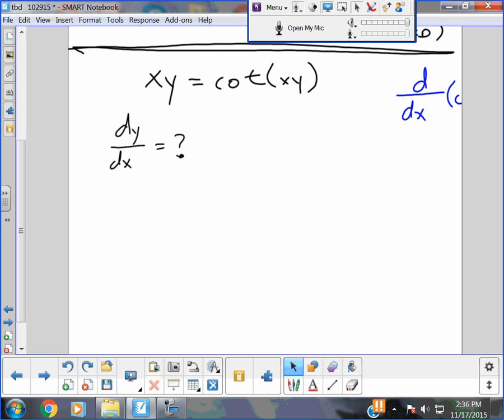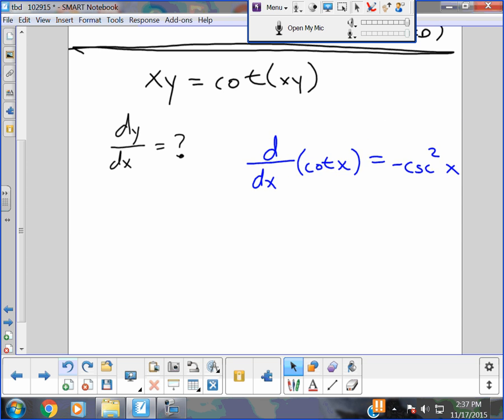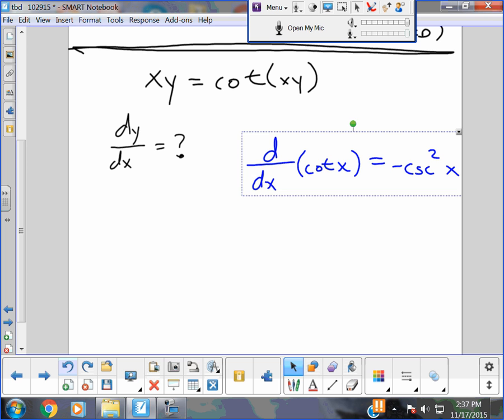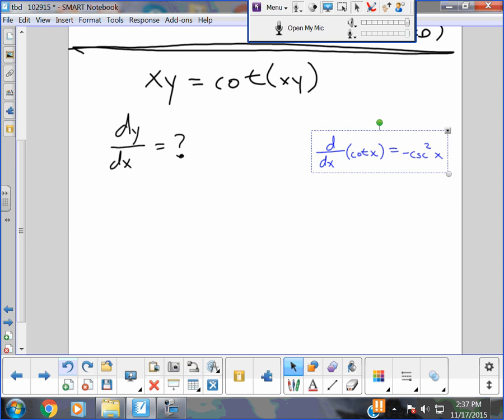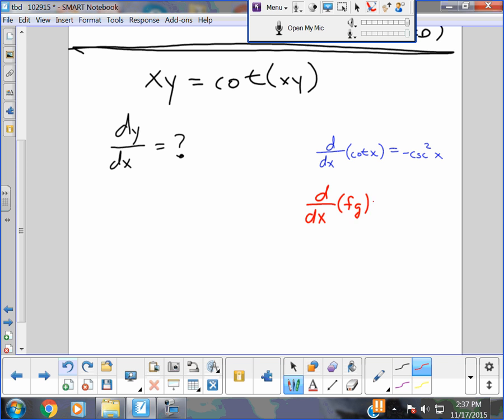So I look at this problem, and the first thing that's got to jump out at you is that this is a product rule on the left, and it's a trig function that's going to have a chain rule and product rule on the right. And again, you must put in your memory bank some rules. First, you better know what the derivative of cotangent is, right? And you probably haven't memorized that yet. It's cosecant squared x. And we're going to need to know the product rule. We're going to have to remember f prime g plus g prime f.